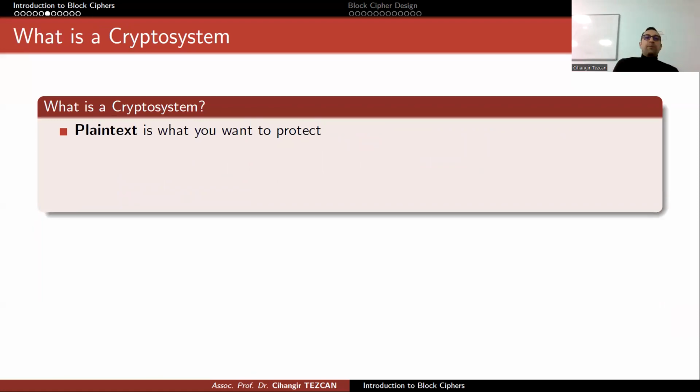What is a crypto system? I use the words crypto system and cipher as identical. Okay? Plain text is what you want to protect. Good thing is that it can be a file on your computer. It can be a WhatsApp message, or it can be my voice and video right here. I'm transmitting through Zoom, and actually it is encrypted via AES. And I will show you again how it is done.